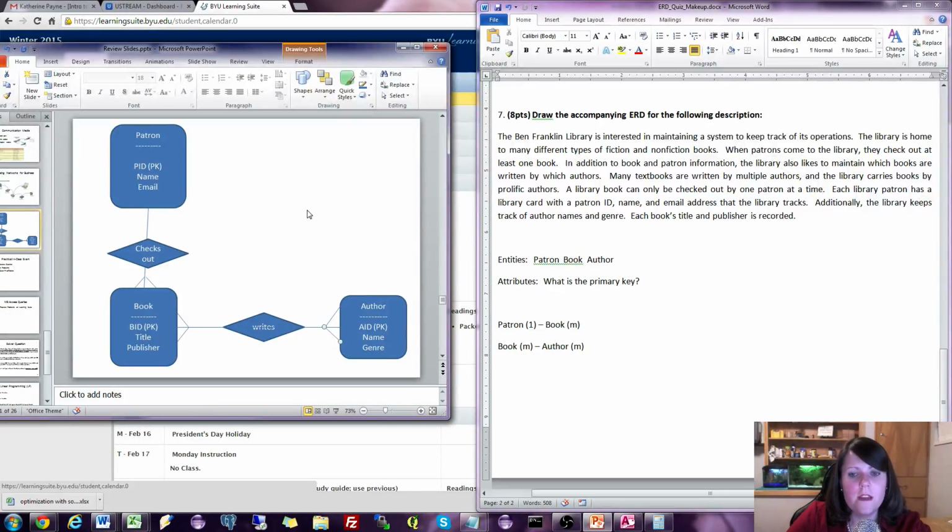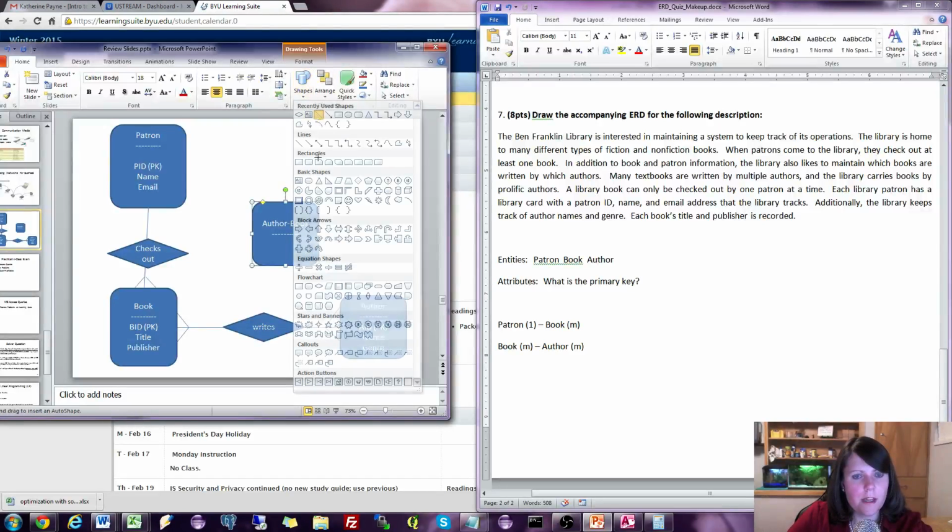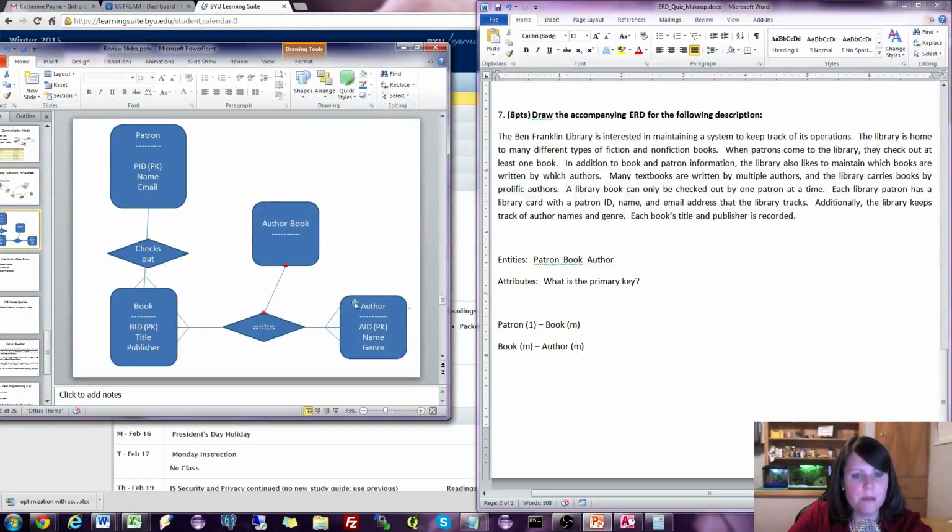And now we have many-to-many, so we need our intersection relationship. So what we're going to do is make a completely new entity, and we're going to call it by both entities' names. So I'll just call it author book. You can also call it book author, it doesn't matter, as long as both are represented. And we will connect this to the relationship, not any of the entities.